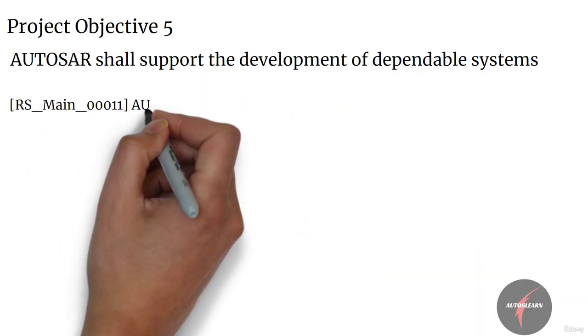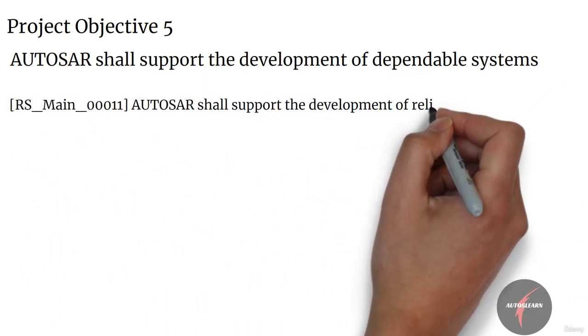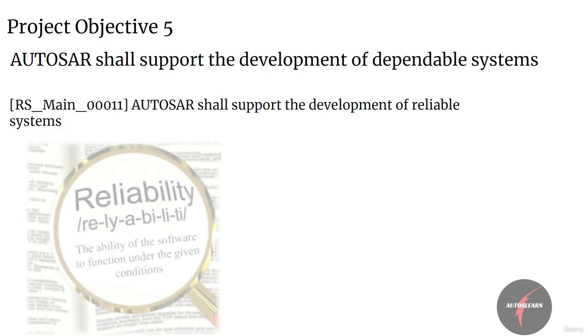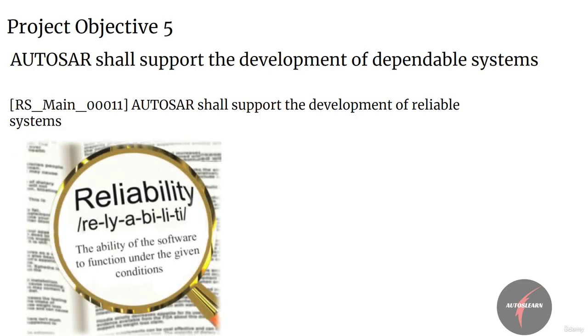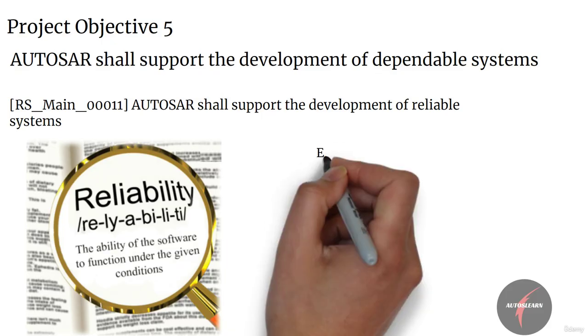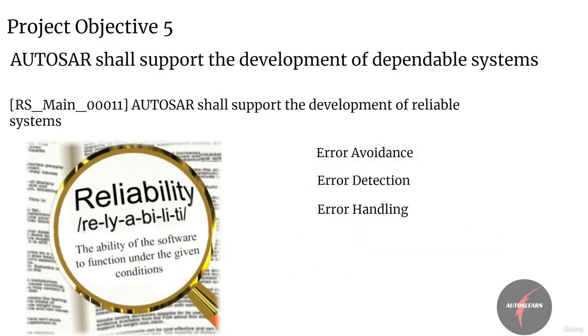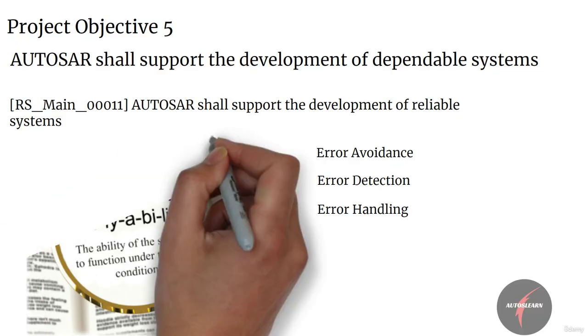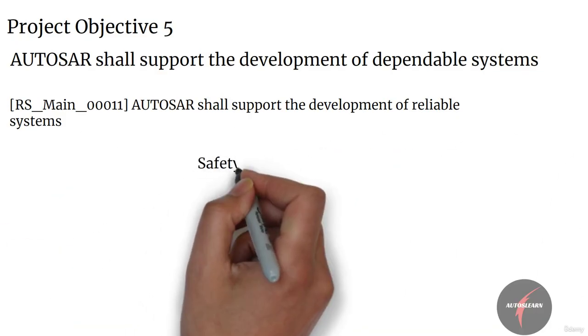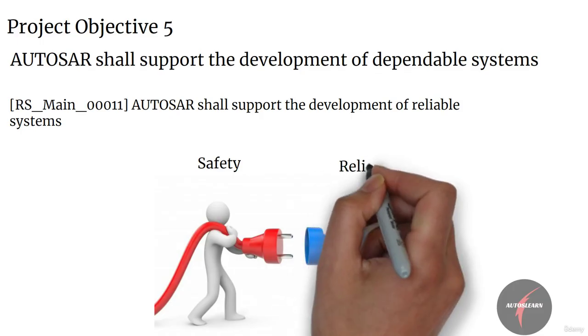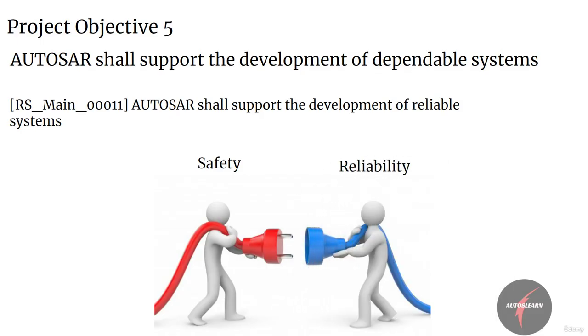The next requirement is on reliability, which states AUTOSAR shall support the development of reliable systems. Reliability is one possibility to achieve safety without decreasing availability. AUTOSAR shall provide mechanisms for error avoidance, error detection, and error handling in order to support the development of reliable systems which are properly functioning over time. Safety and reliability are closely connected, as all safety relevant systems have to be reliable so that when their time comes to act, they are functioning.